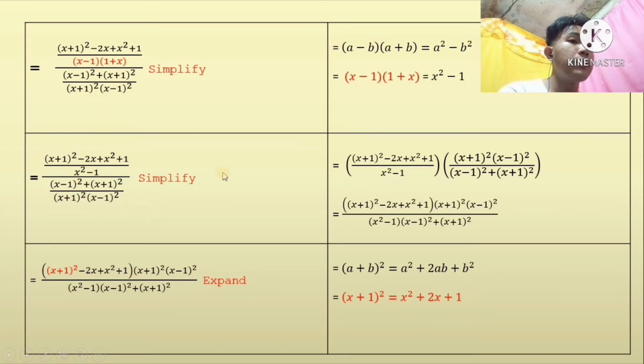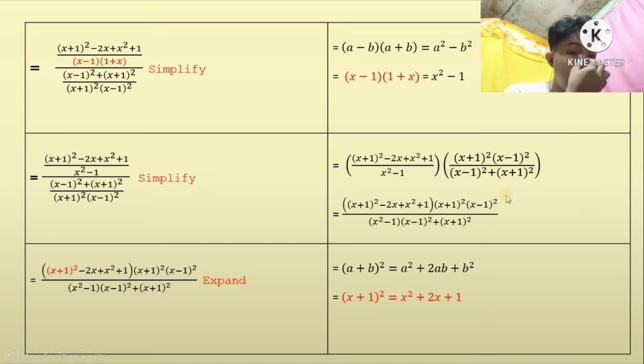So our fraction, to simplify, let's cross multiply. So numerator times the reciprocal of the denominator. So our equation will be (x plus 1 minus 2x plus x squared plus 1) over (x squared minus 1) times (the square root of x plus 1 times the square root of x minus 1) over (the square root of x minus 1 plus the square root of x plus 1).